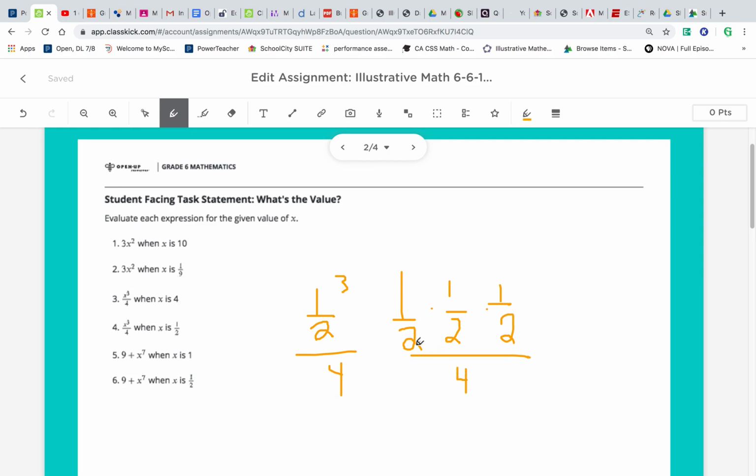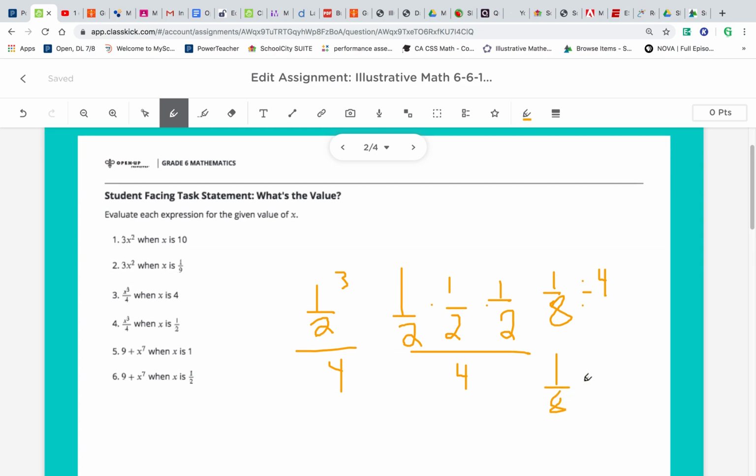Well, you maybe can remember here, 2 times 2 times 2, that's going to be 8. This is 1/8 divided by 4. And I wrote it this way because if you remember, when we divide, we can switch back and forth between division and multiplication just by using the reciprocal of that second term. So it may be easier for you to see this as being 1/8 times 1/4.